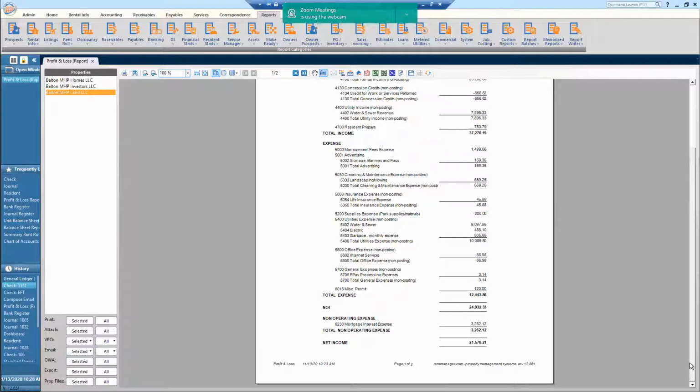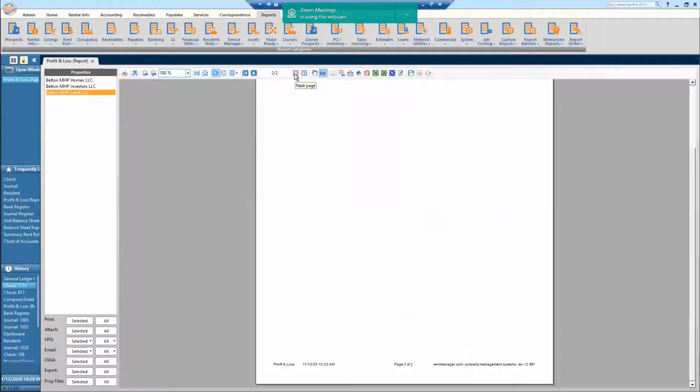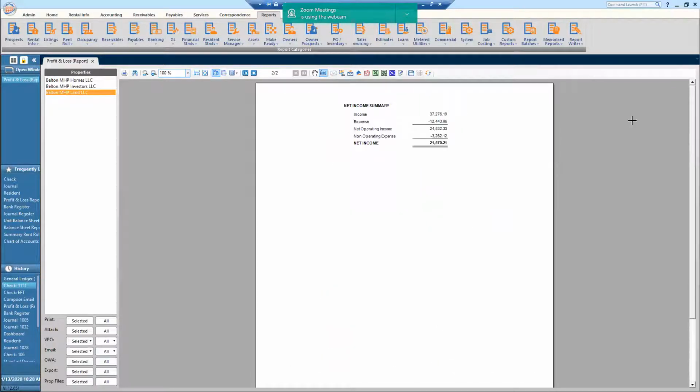Mortgage interest expense in this case is $3,262. So we have a net income of $21,170. On page 2, we have the gross income of 37 and change, expense of 12 and change.